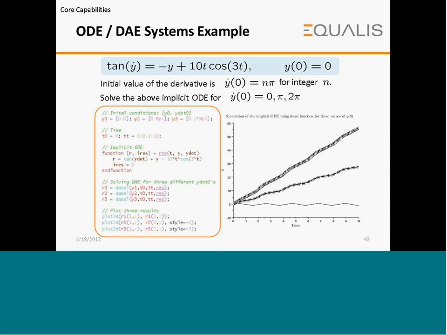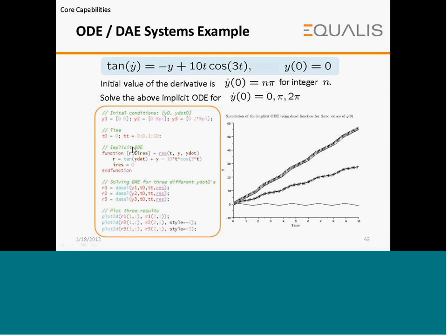Take dy by dt equal to minus y plus 10t cos 3t, y of 0 equal to 0. The initial value of the derivative is given, dy by dt of 0 equal to n pi for integer n. Solve the above implicit ODE for 3 cases where n equal to 0, n equal to 1 and n equal to 2.